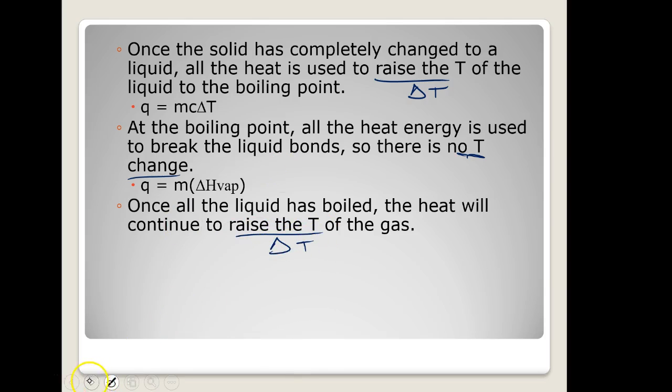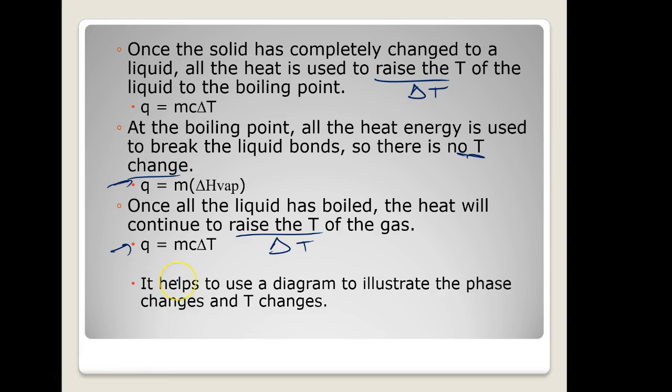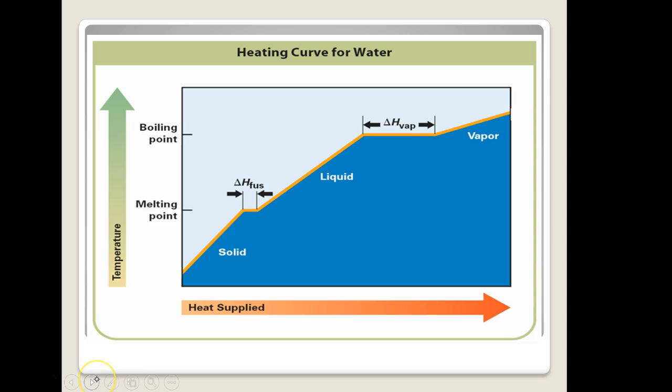So you can pay attention to what's going on in terms of physically what's happening. But it's hard because there's so many different equations. You have this one, and then you have the heat of fusion one, and when do you use which? And so what you're going to do is you're going to use a diagram to illustrate the phase changes and the temperature changes. So this is what a phase diagram looks like, and this is for any substance.